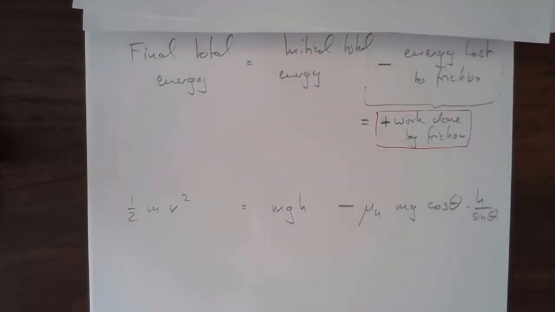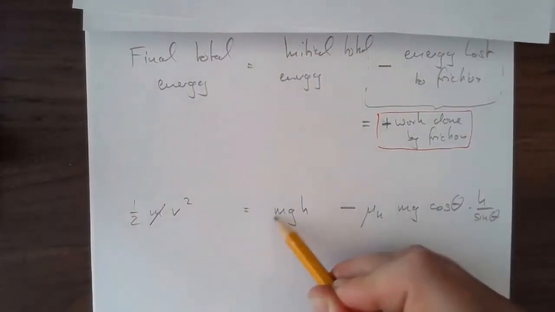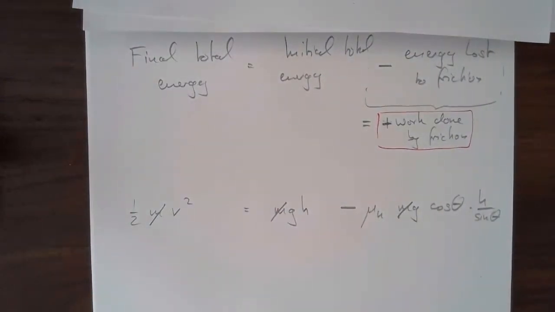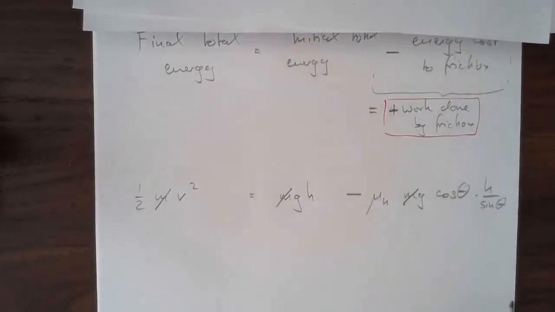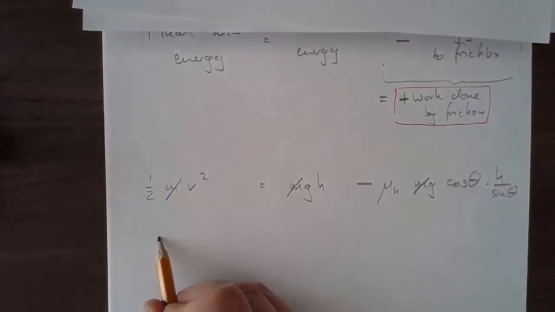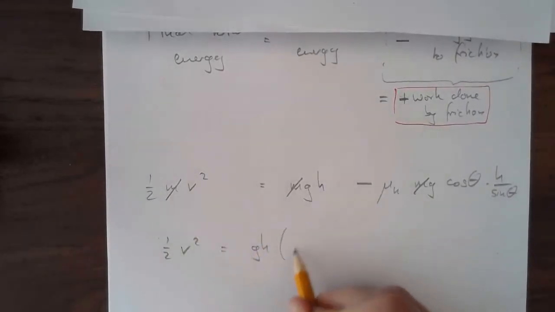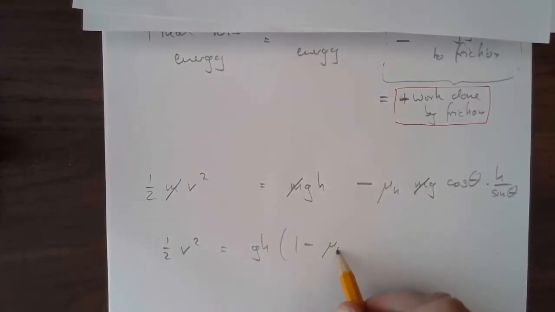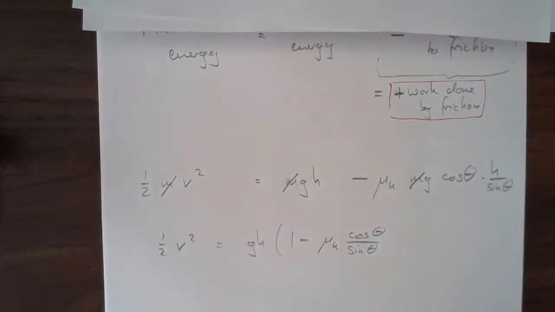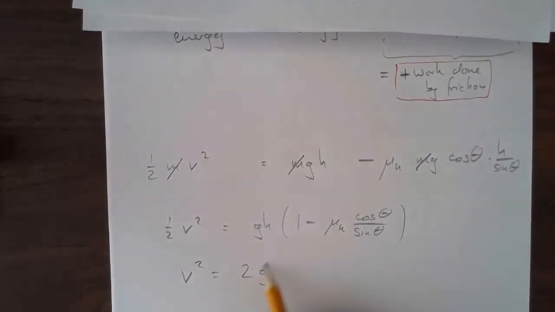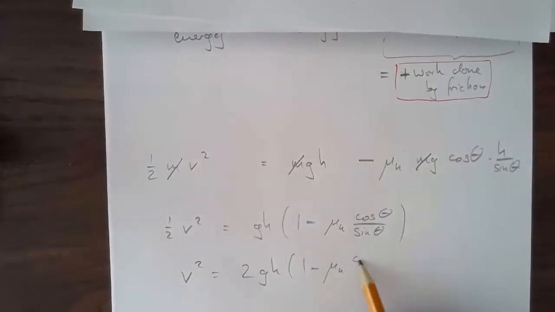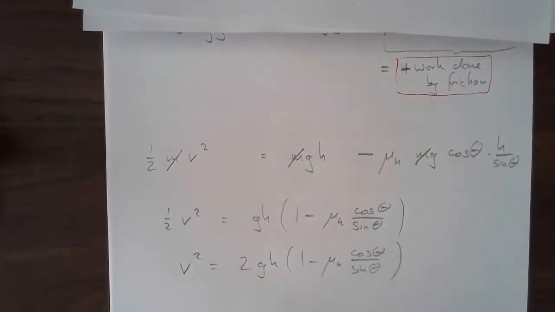All right. We can simplify this a little bit, right? I can cancel out the m's, and maybe I can factor out the h and the g. So I have 1/2 v squared equals gh times 1 minus mu k cosine theta over sine theta. And so v squared is just twice gh times 1 minus mu k cosine theta over sine theta. And at this point I could just plug in the values and find v.